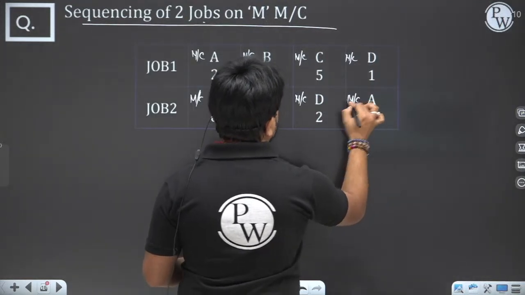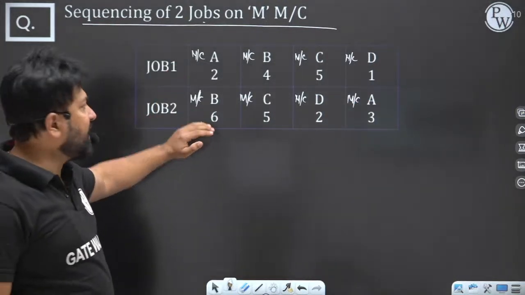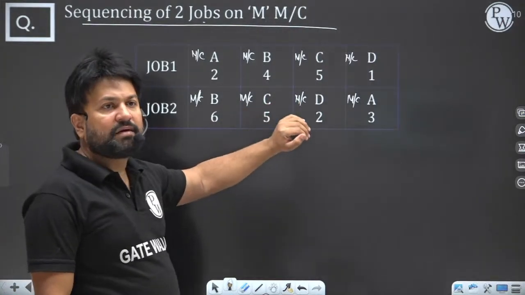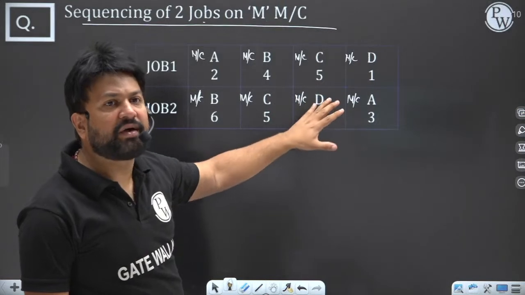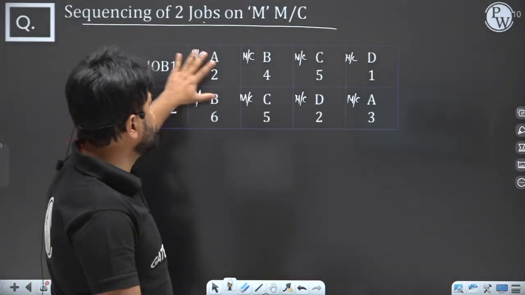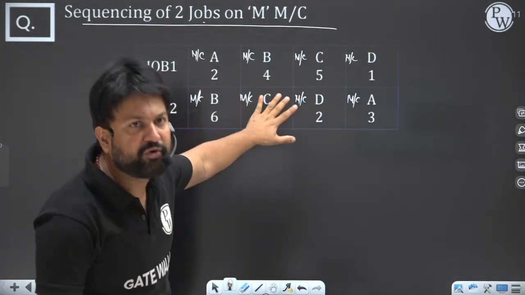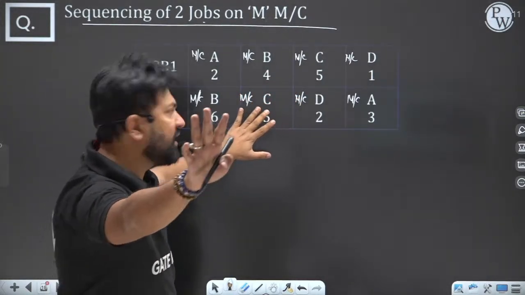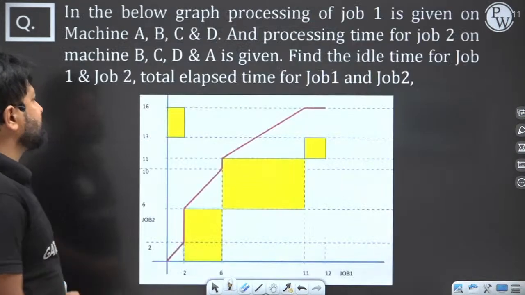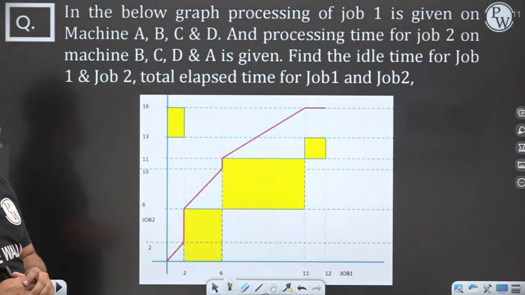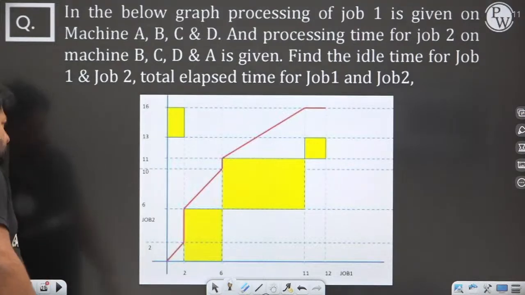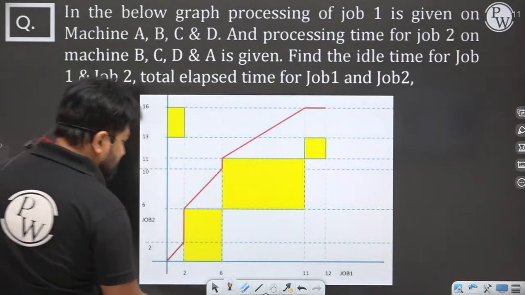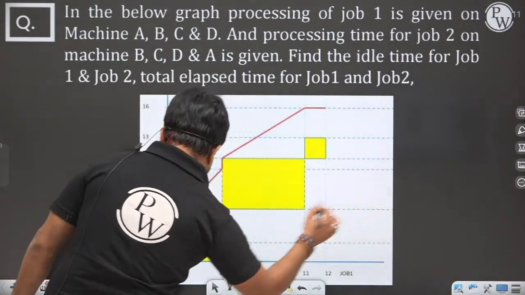Now, these jobs are arranged. My dear, in this question, I am giving you a graph. According to this data, I am going to give you a graph. So the graph is this. According to that data, the graph is this. If the thing is not clear, I will write it down.